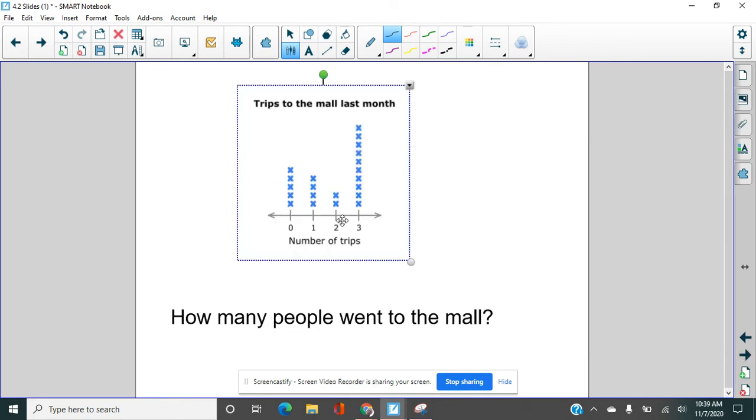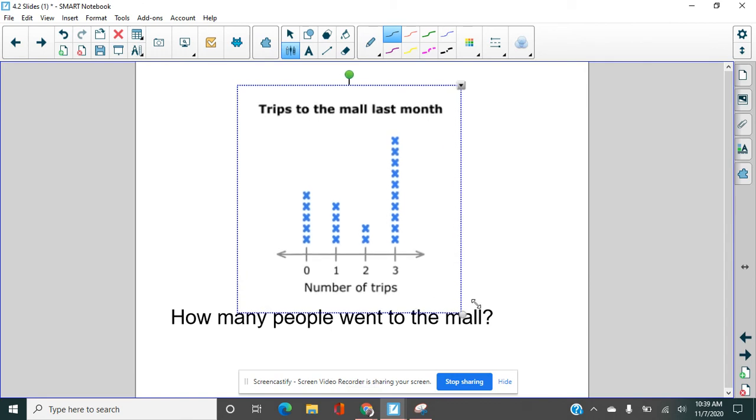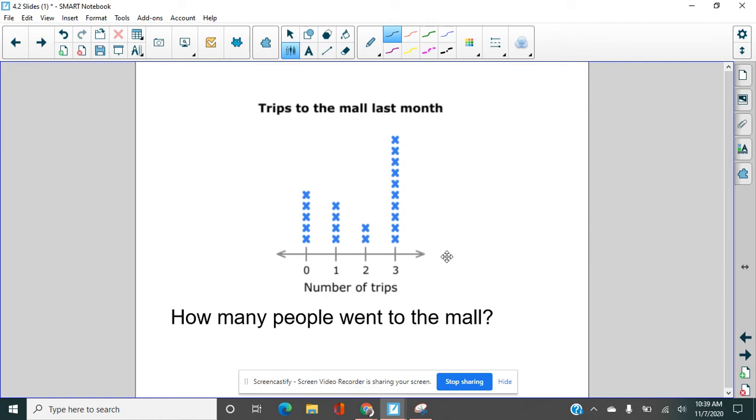All right, you help me here. Let's make this a little bit bigger. How many people went to the mall? So I want you to count those X's. How many people went to the mall? All right, let's see. I have 5 people here. 6, 7, 8, 9, 10, 11.